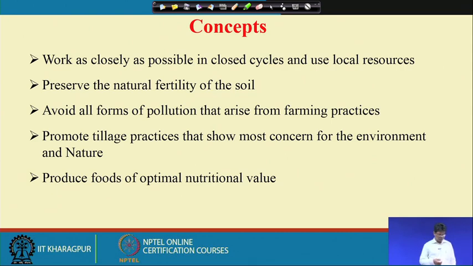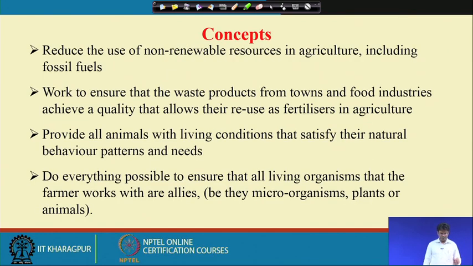Of course, that is discussed. So in organic farming, that ensures high quality, or better quality, of foods. Then reduce the use of non-renewable resources in agriculture, including fossil fuels. By doing organic farming, we can minimize the use of non-renewable resources and encourage the use of renewable resources. Then work to ensure that the waste products from towns and the food industries achieve a quality that allows their reuse as fertilizers in agriculture.